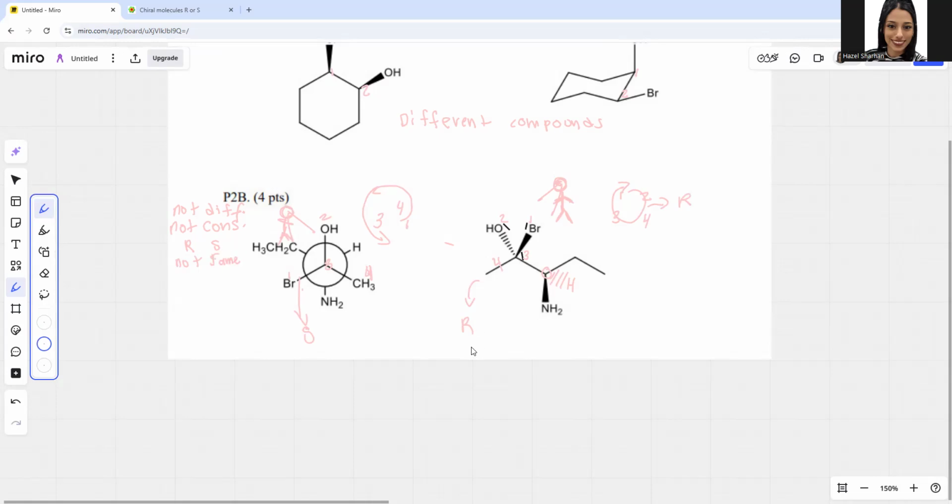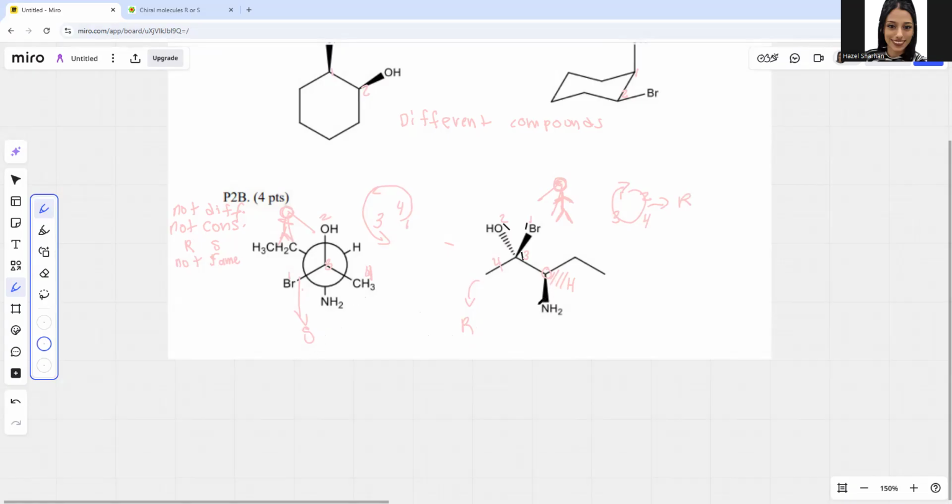However, what could it be now? It could be either a diastereomer or an enantiomer. If it's an enantiomer, every single letter here will be the opposite of the one found here. If it's a diastereomer, the order is not opposite. It'll be like S, R, and then R, R, and it's not matching up. So now we have to find the second one here.